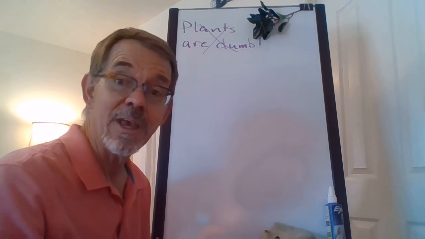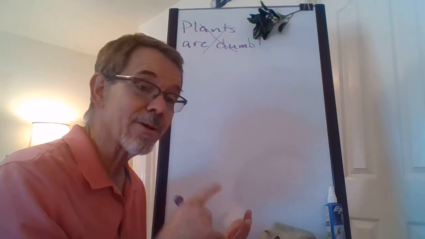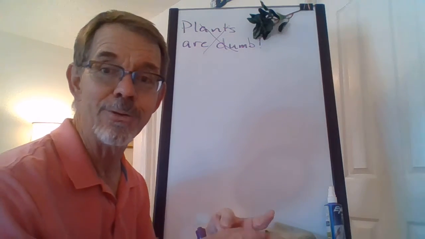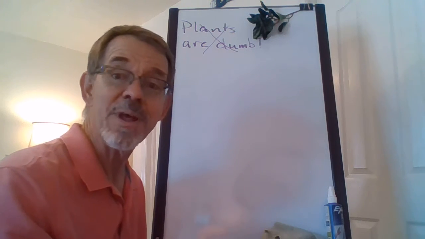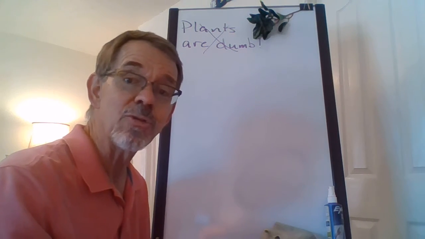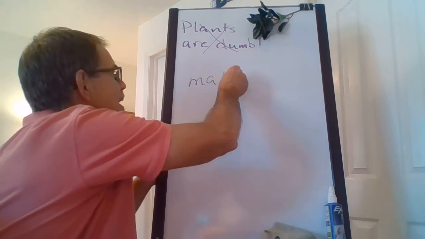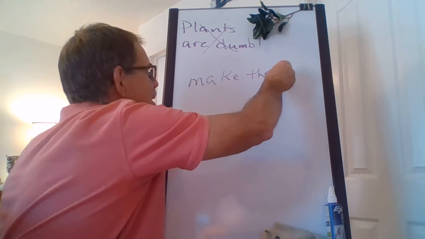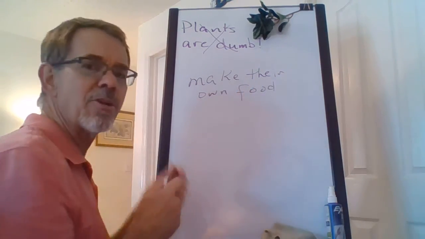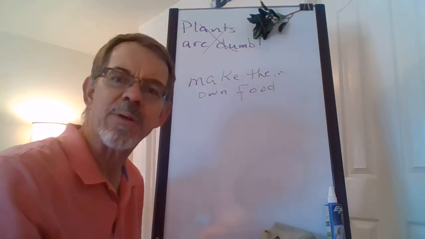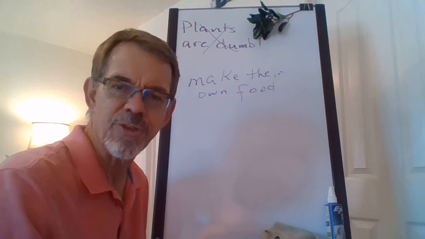For instance, if you want to eat, you got to go to the grocery store. You got to cook the food. You got to cut the food. You got to eat the food. You got to digest the food. You got to do all that stuff. Plants don't have to do any of that stuff. Plants can do something you cannot do. Plants can make their own food. All they got to do is lay out in the sun. And you might remember from before we canceled school, I used a word with you called photosynthesis.